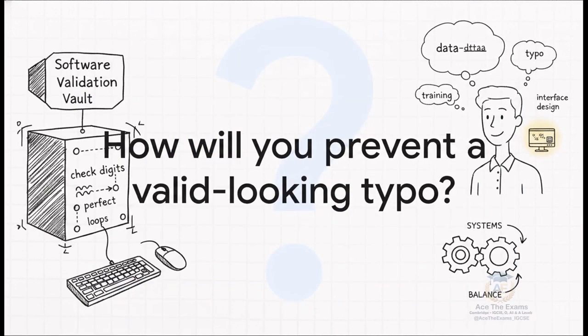I'm going to leave you with this final high-stakes question to ponder. If you build a flawless software validation vault using every length check, every check digit, and perfect loops, how will you ensure the human entering the data isn't simply making a valid-looking typo? The answer actually lies completely outside the code. It lies in proper training and better interface design, and in the fundamental understanding that systems serve humans, and humans are imperfect. Master this balance, and you've truly mastered data defense.